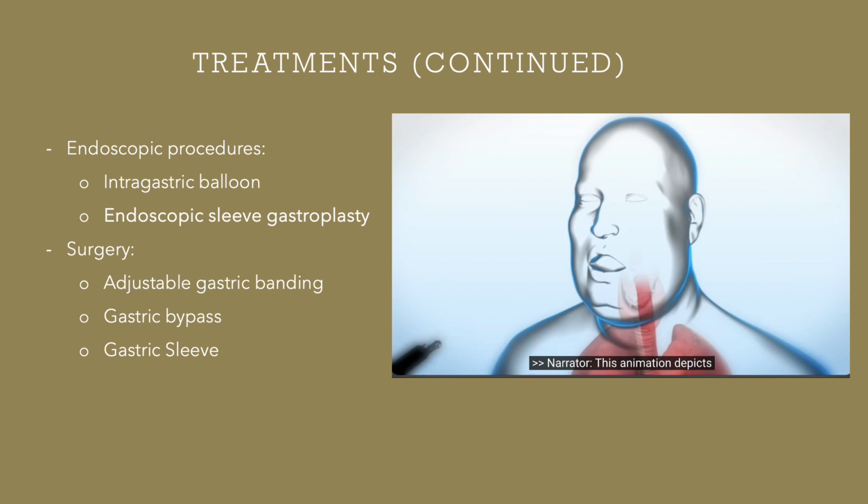Surgery is still also an option to fight obesity. The adjustable gastric banding surgery is where an inflatable band is placed around the stomach, dividing it into two pouches and creating a narrow pathway between these two areas.